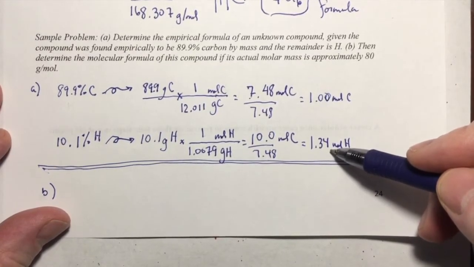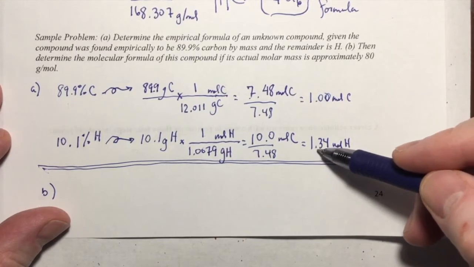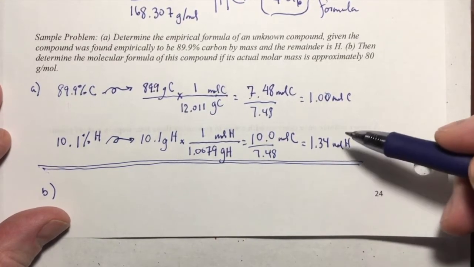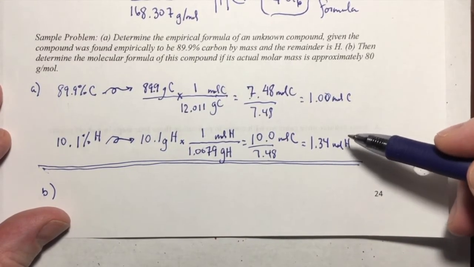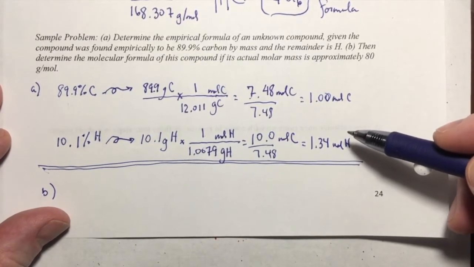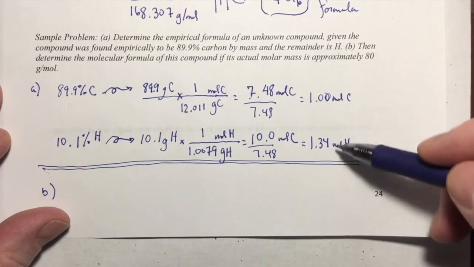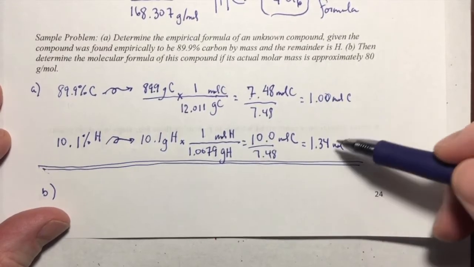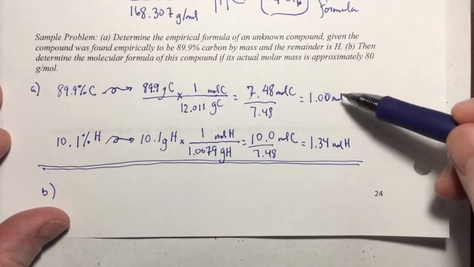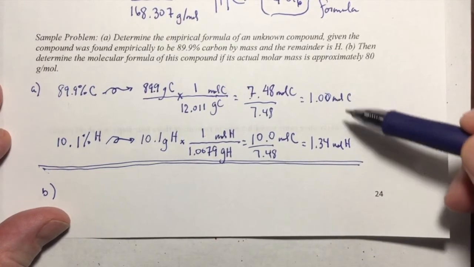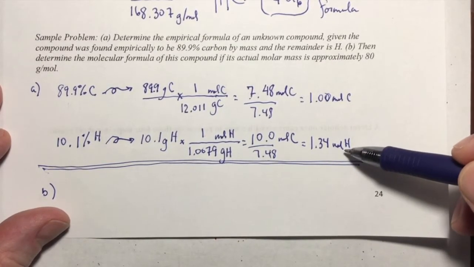But this one is not. It's not within that margin that I've allowed myself of 0.1. It's 0.34 away from being a whole number. So do I need to do step 4? Yes. And what is step 4? I multiply both numbers by some scaling factor until I get them close to a whole number. Whatever I multiply one by, I absolutely have to multiply the other by.